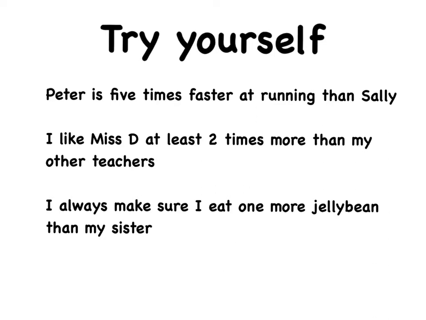Okay, so for the first one, Peter is 5 times faster at running than Sally. You could put 5R, so 5 times faster at running, or you could have put 5S. I'm trying to work out how fast Peter is at running. I don't know, it's unknown, but I know he's 5 times faster than Sally. So I can write Peter's speed as 5S.